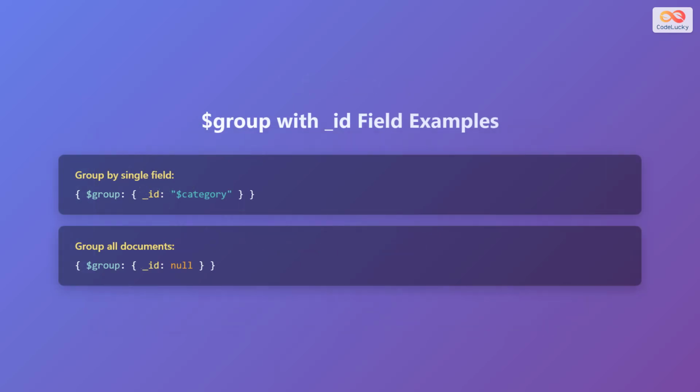Let's look at some practical examples of using the _id field with the $group operator. To group by a single field, such as category, you would use the expression shown here, $group _id: "$category". This groups all documents based on the unique values found in the category field. If you want to group all documents in the collection into a single group, you can set the _id to null, as shown here, $group _id: null. This is useful when you want to calculate overall statistics for the entire collection.